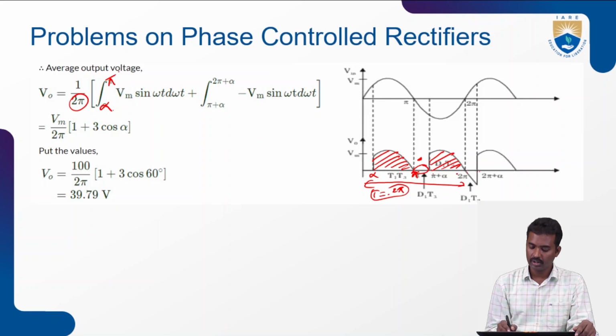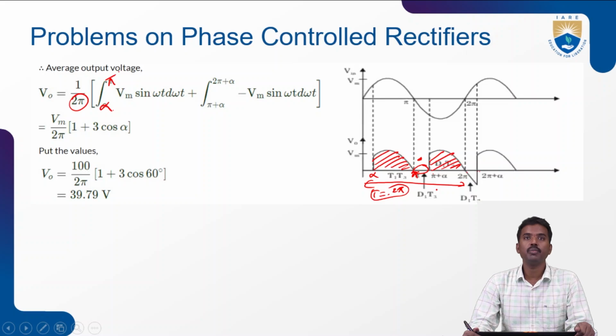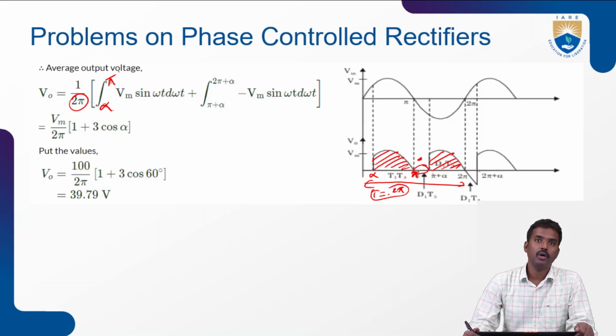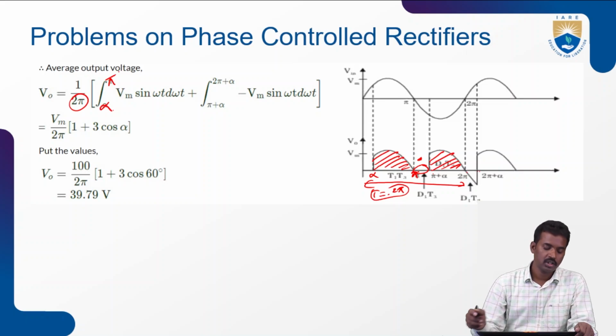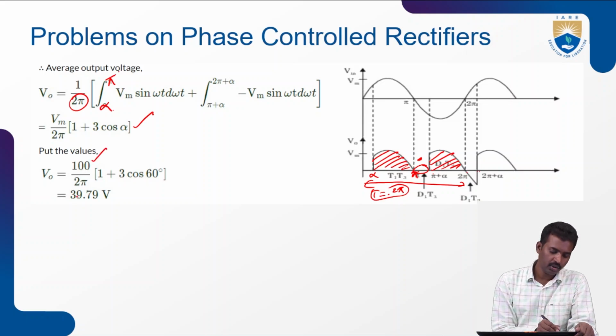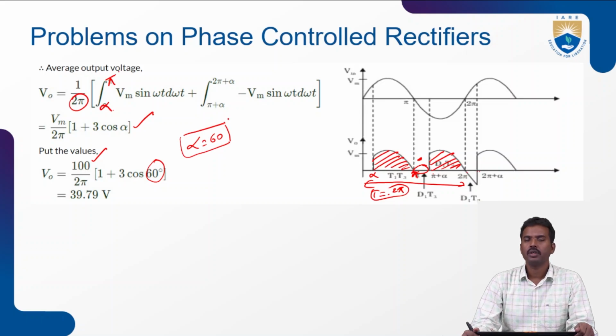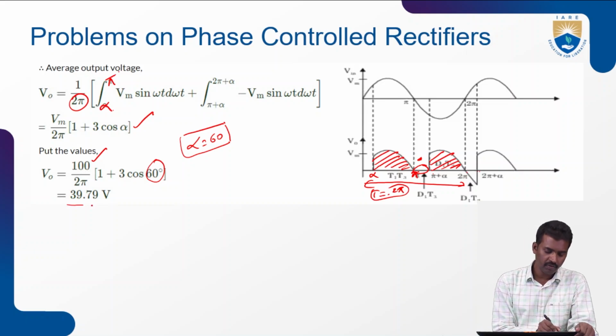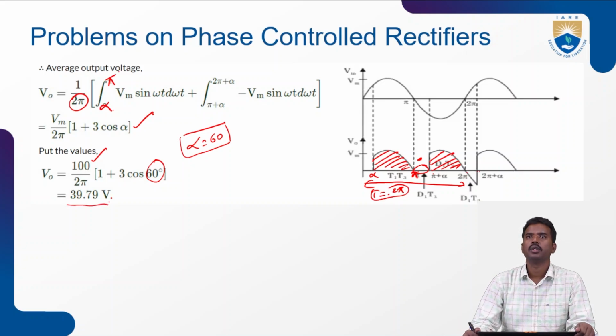That is minus Vm sin omega t. If we simplify this, the average output voltage equals Vm by 2 pi times (1 plus 3 cos alpha). What is the value of Vm? Vm equals 100 and the factor is 2 pi, with alpha equal to 60 degrees. Now the output voltage equals 39.79. Next problem.